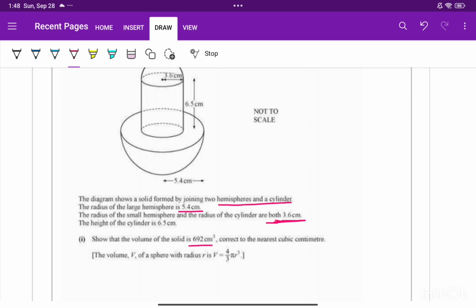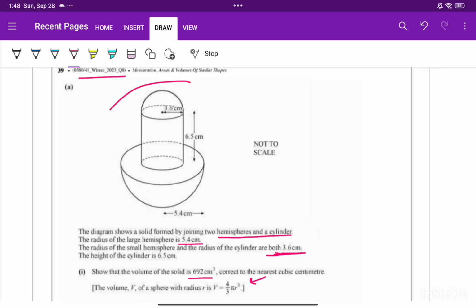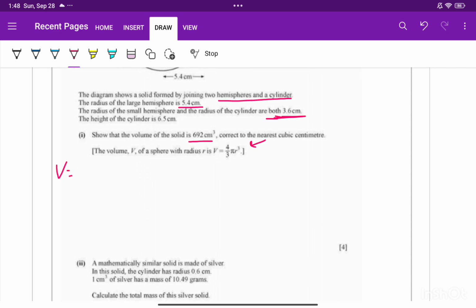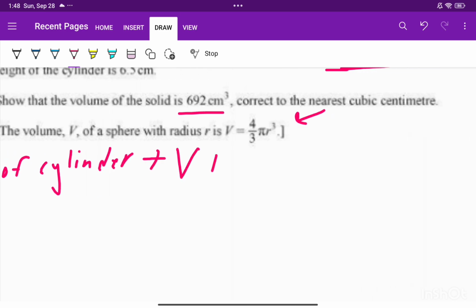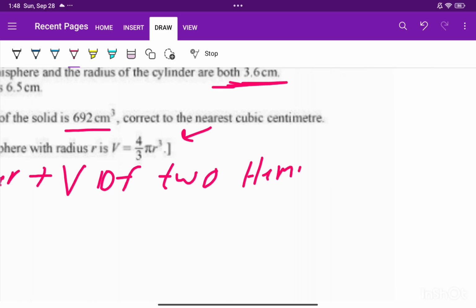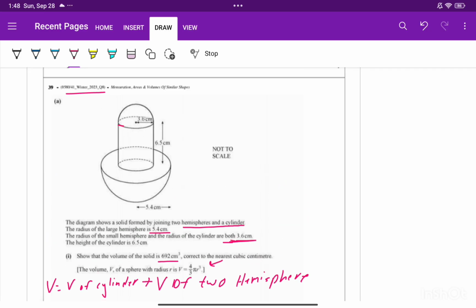The formula of the volume of the sphere is given to us. So in order to find the volume of this shape, we can find the volume of the cylinder plus the volume of two hemispheres. So two hemispheres, which is this one and this is the second one.